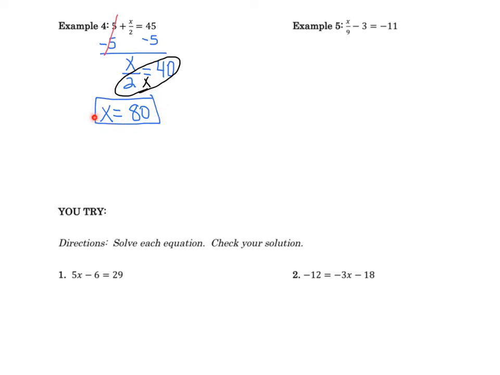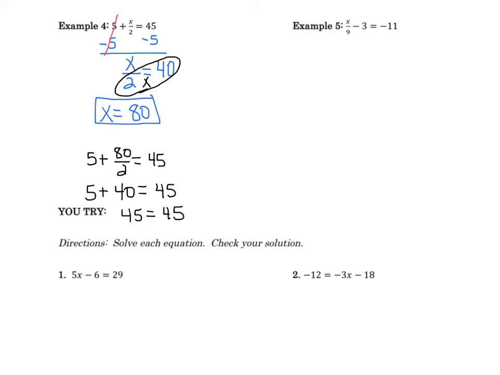Now you can always check your answer to see if that works. You're going to plug in 80 for your x value here. So we're going to say 5 plus 80 divided by 2 equals 45. What's 80 divided by 2? That's 40. Bring down your 5. Does 40 plus 5 equal 45? Yes, it does. 45 equals 45. So 80 is your answer.